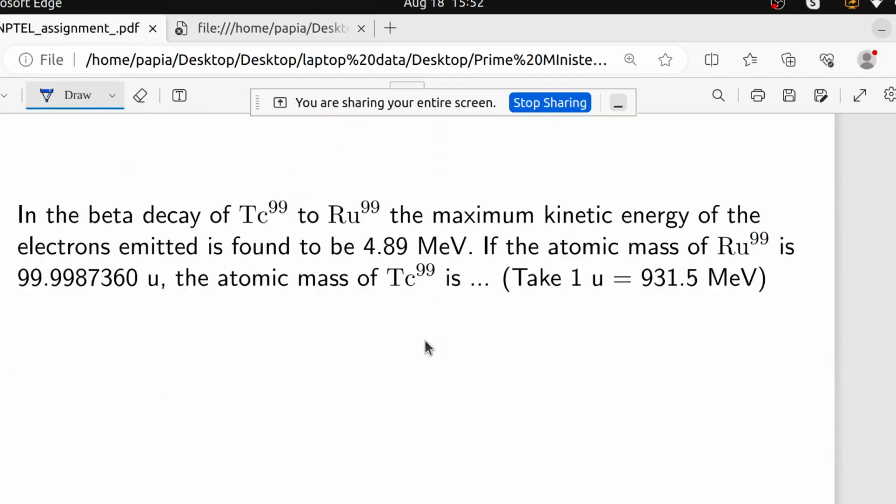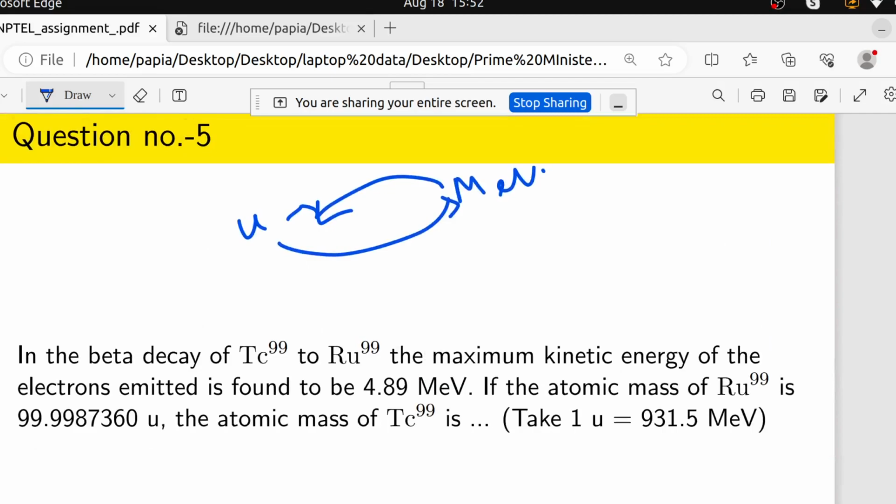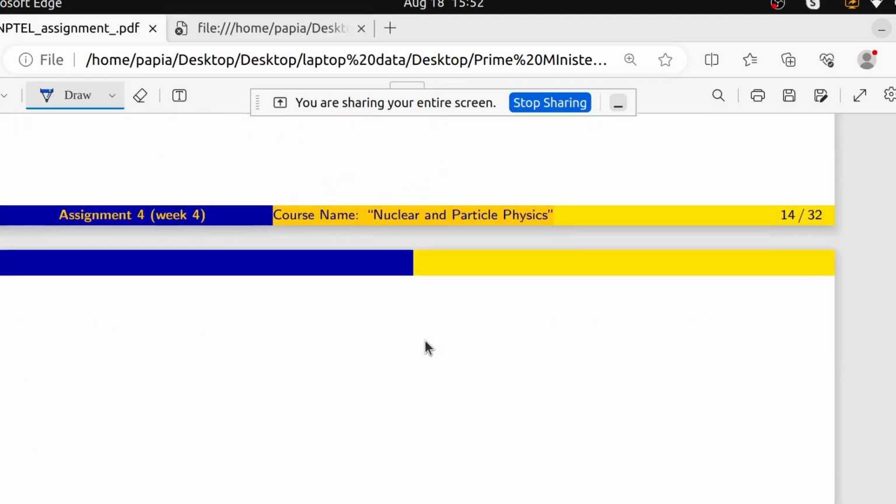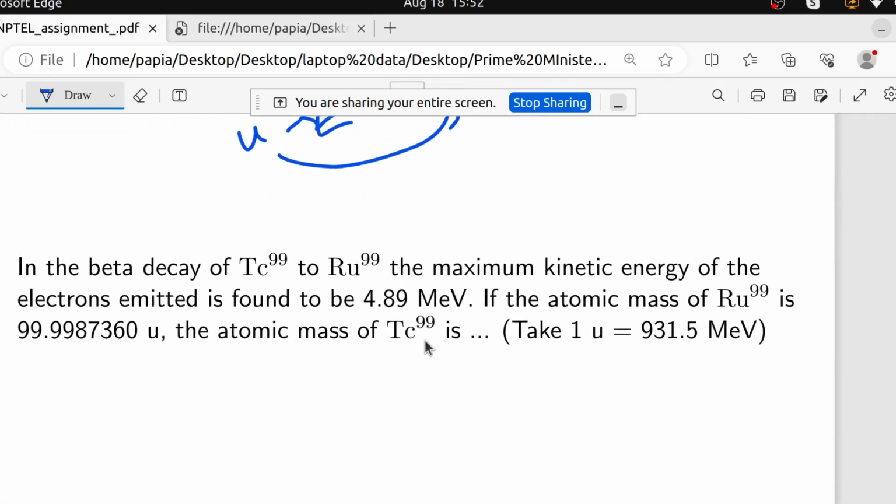Now coming to the next question, so that you can understand what is the difference I was talking about. You can see here in the beta decay of Tc99 to Ru99, the maximum kinetic energy of the electrons emitted is found to be this one. If the atomic mass of ruthenium is this one, the atomic mass of this one is what? It's very similar to whatever we have learned just now.